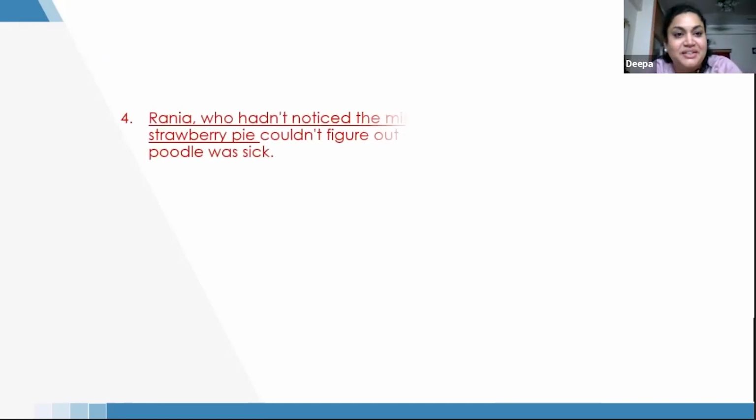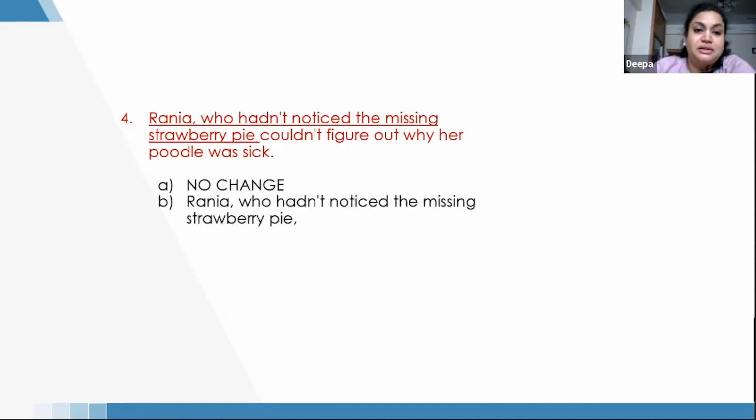Now, this kind of element is more often understood when we are discussing it and practicing it, rather than giving you lots and lots of theory. It is more important that we practice it. When we are practicing it, we understand where we are going wrong and how we are going wrong. Rania, who had not noticed the missing strawberry pie, could not figure out why her poodle was sick. Let's look at the options.